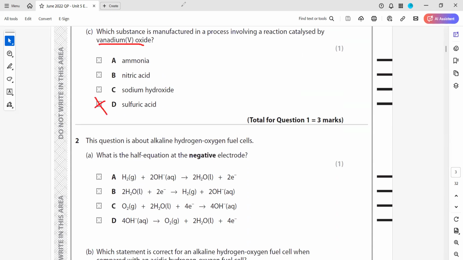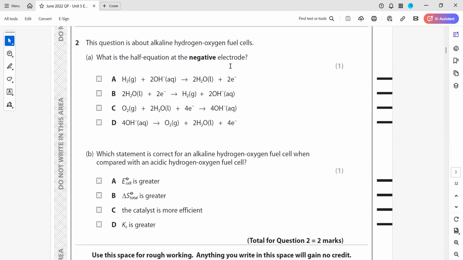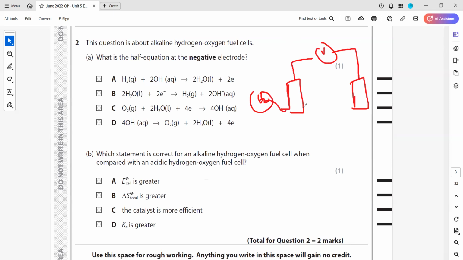A straightforward question. The next question is about an alkaline hydrogen fuel cell. What is a half equation at the negative electrode? If we have a fuel cell, a normal fuel cell, on one side hydrogen is added. So hydrogen will turn into hydrogen ions and it will lose electrons, and these electrons will travel.